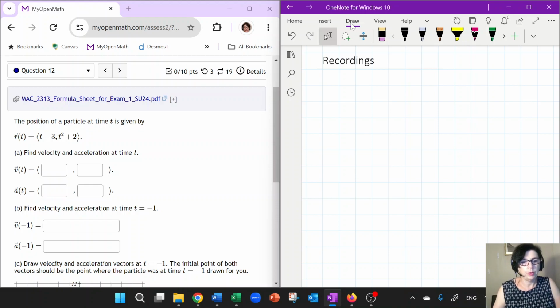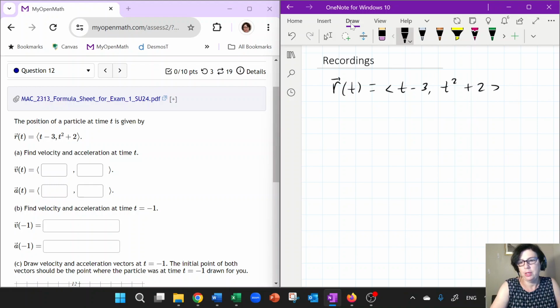In this question, we are going to take a look at velocity and acceleration and drawing them on a graph. On the test, you're also going to be responsible for graphing the curve. Usually, you will be given an interval of values for t. Let's just say that the interval is between -3 and +2.